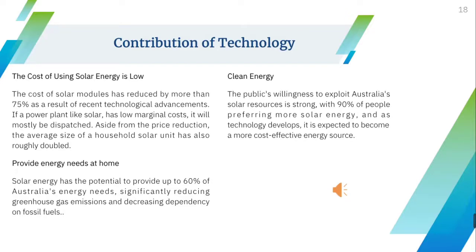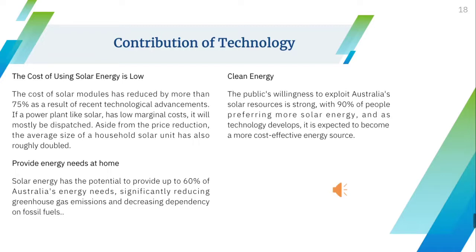Now, for the contribution of this technology, solar thermal has a lower cost of use. The cost of solar modules has reduced by more than 75% as a result of recent technological advancements. This means that power plants are deployed based on their cheapest short-run marginal cost. If a power plant like solar has low marginal cost, it will mostly be dispatched. If a power plant's marginal costs are high, such as coal or natural gas, it will only be dispatched during hours when its dispatch cost is less than or equal to the market price for electricity.